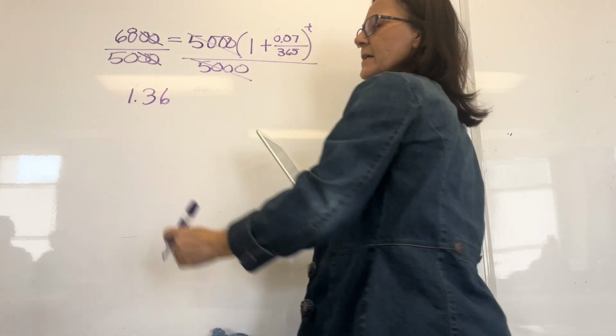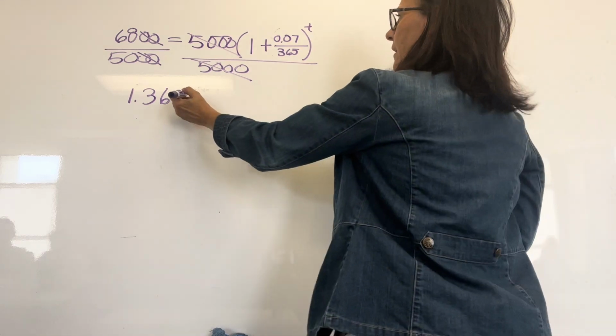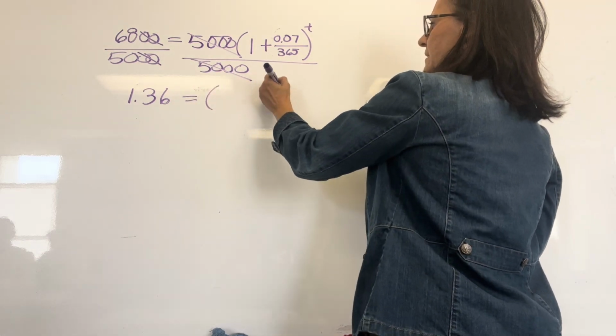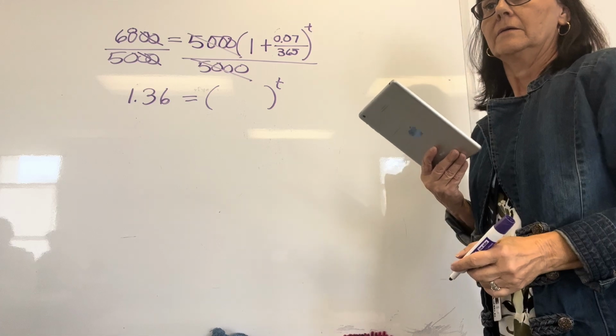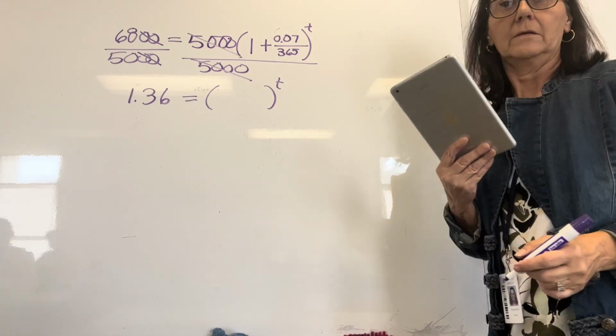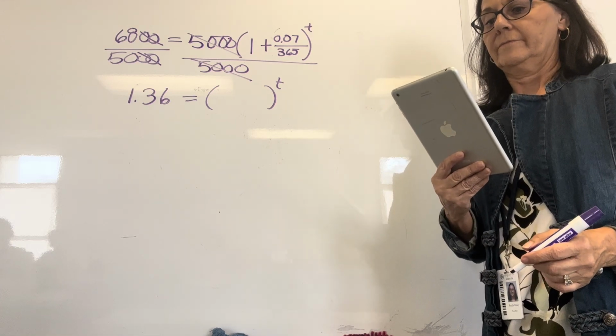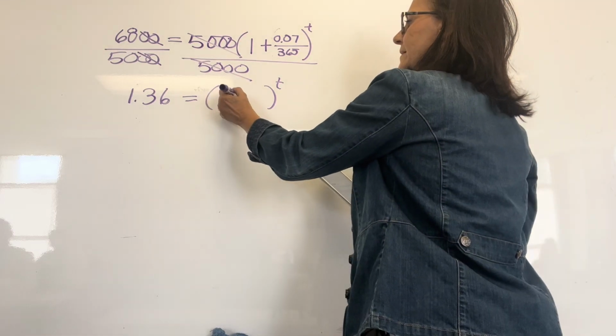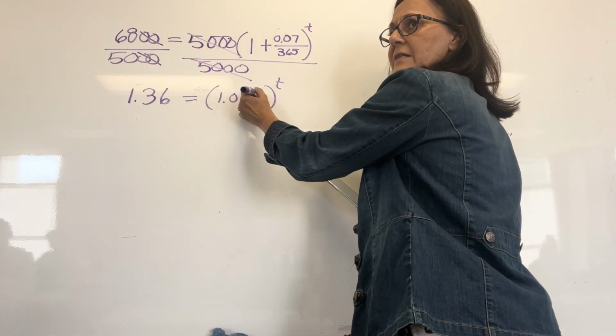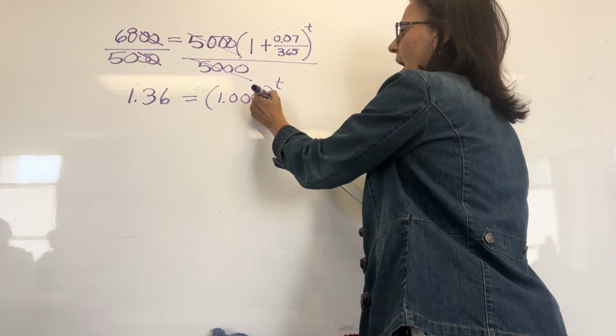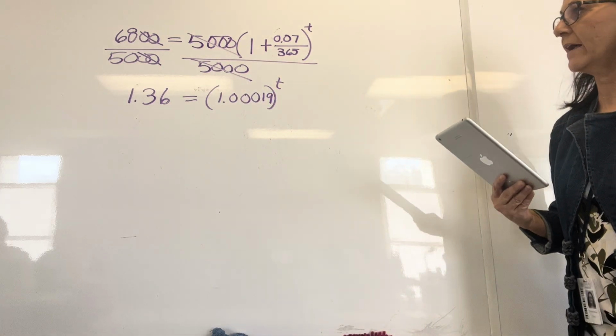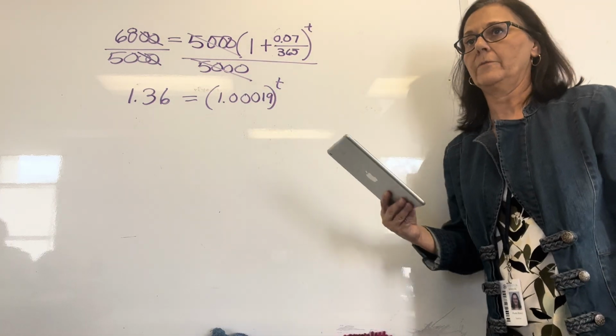It would be 1.36. Does the decimal end there? Okay. Equals what's inside the parentheses? I have 1.000. Okay. 1.00019. Okay, let's leave it there. Going out that far is better than just 1.0. All right.